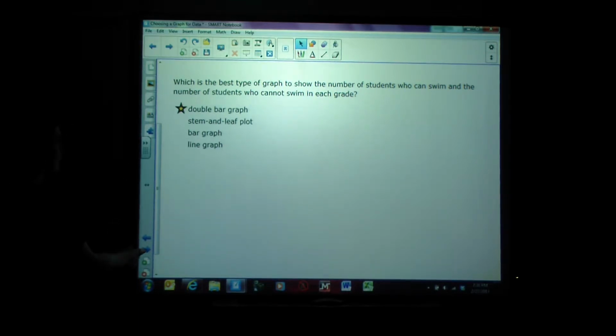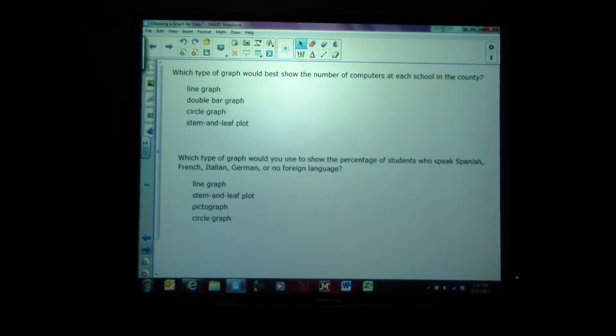So double bar graph. Which type of graph would best show the number of computers at each school in the county? Line graph, double bar graph, circle graph, or stem and leaf plot. The number of students in each school in the county. Well, that's going to be a lot of numbers, so we're comparing a lot of schools, so that's why we're going to use a stem and leaf plot, because we're comparing large numbers.